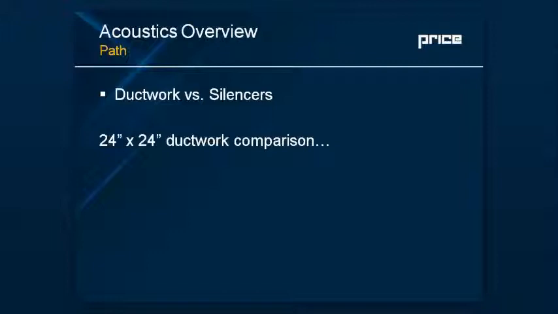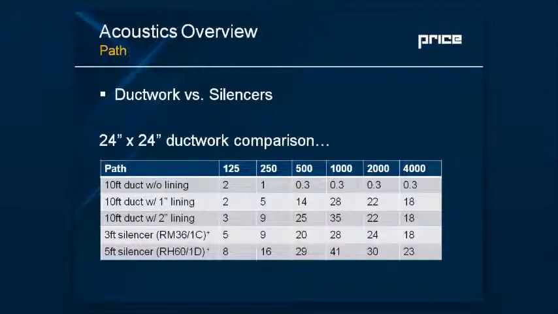And this is probably one reason that they hated us. And the reality is that this isn't always possible. So in this example, we're comparing 24-inch by 24-inch ductwork, and we're comparing 10-foot length. So 10-foot duct without lining, with 1-inch lining, and with 2-inch lining. And then we've also thrown in a 3-foot and a 5-foot silencer, just to give you an understanding of how these compare with each other.